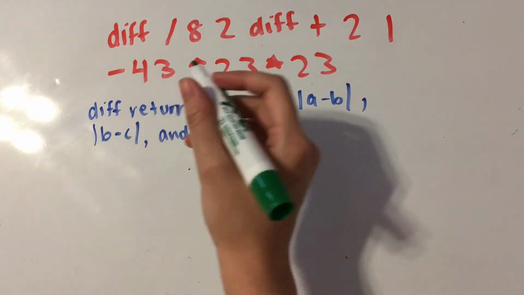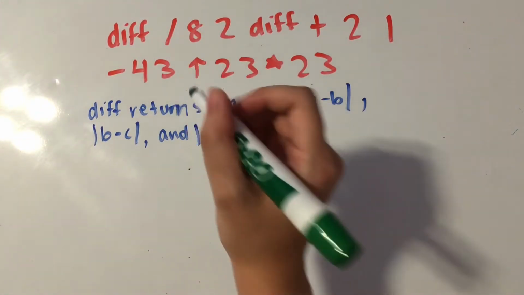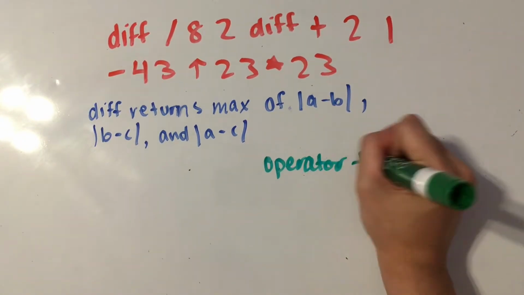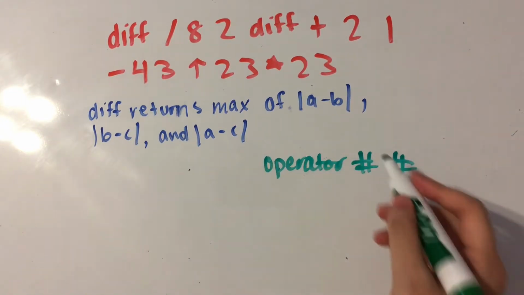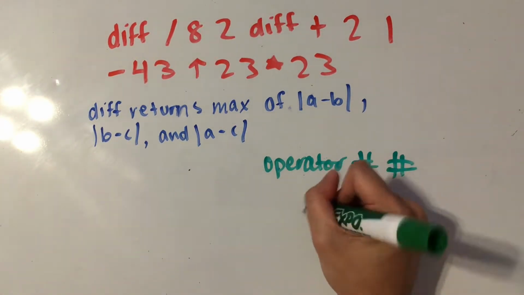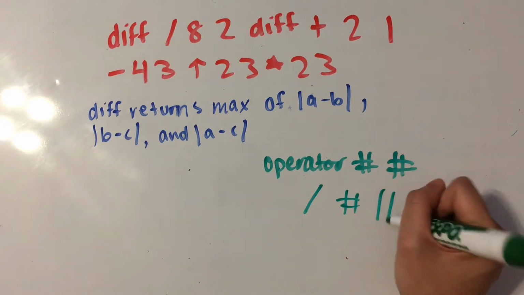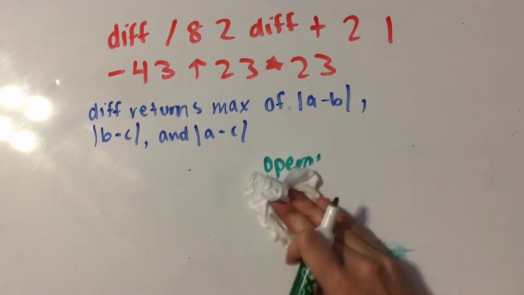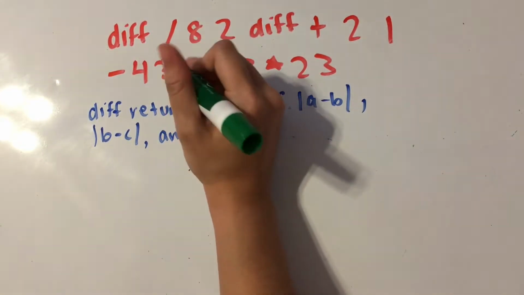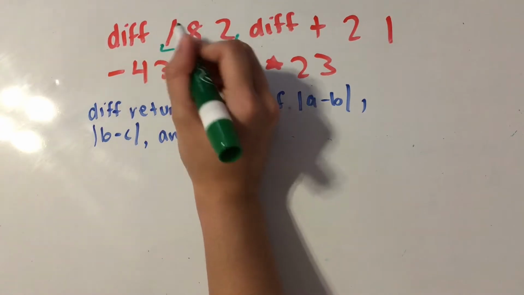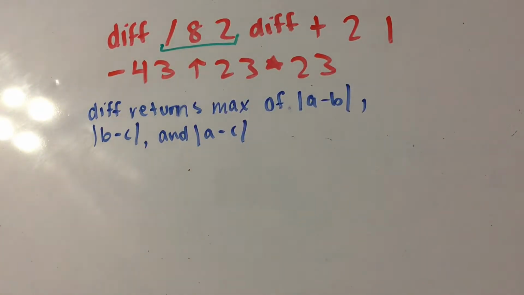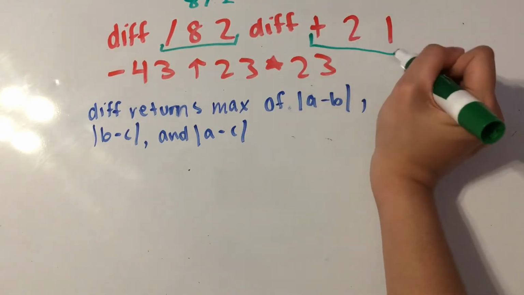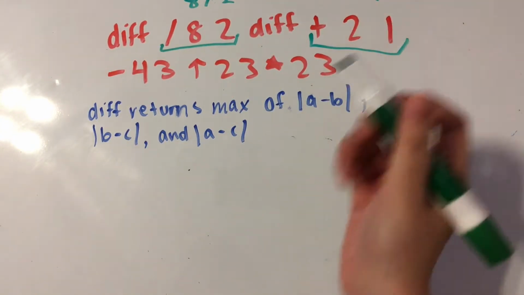And so what I like to do first is I look to see if there are any operator, number, number triplets. So that could mean like a division sign and then a number and a number, or a plus sign and then a number and a number. I think you get the idea. So I see here that we have the trio of divide 8 and 2. So that's going to equal 8 divided by 2. And then we have plus 2, 1, which is 2 plus 1.